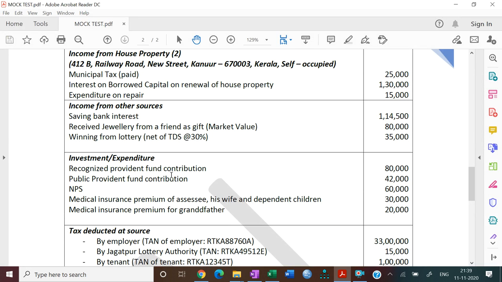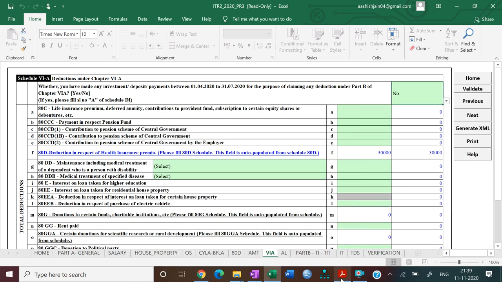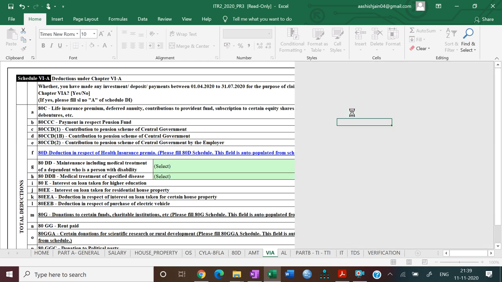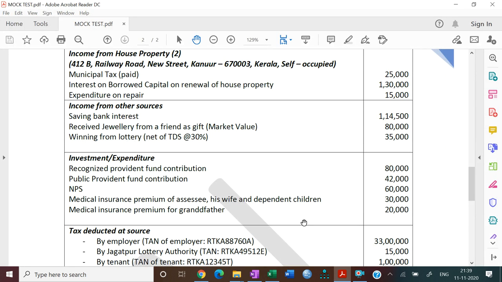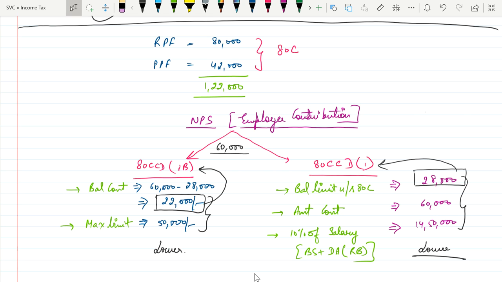Now let's study this, EPF and PPF. PPF is related to 80C and the amount will be 1,22,000. So we will put the amount in 80C, 1,22,000. Now all of you see this. Since EPF and PPF both belong to section 80C, the total amount of deduction under section 80C will be 1,22,000. I think this is very clear. Now come to the next point.